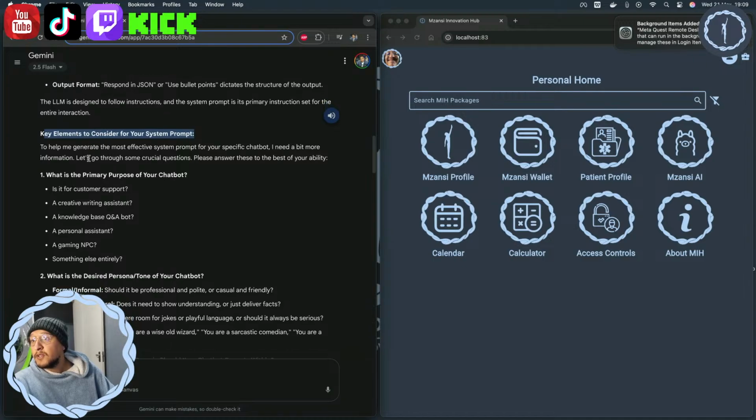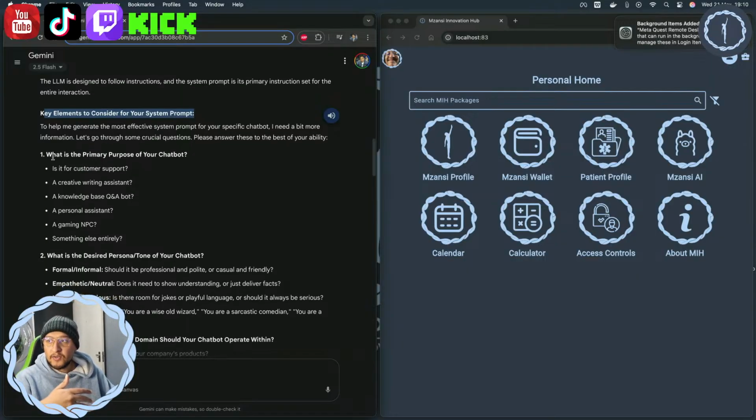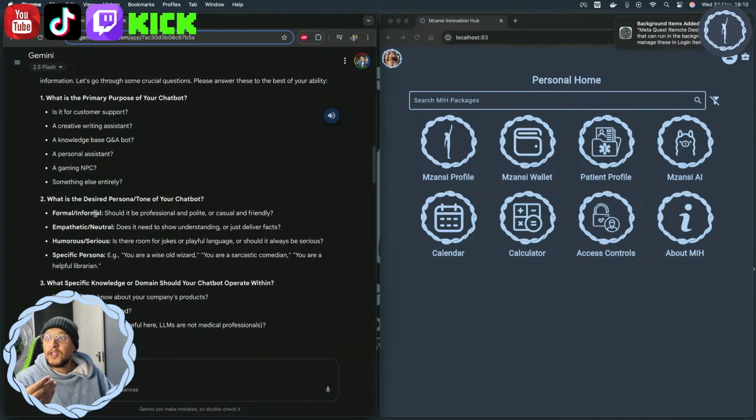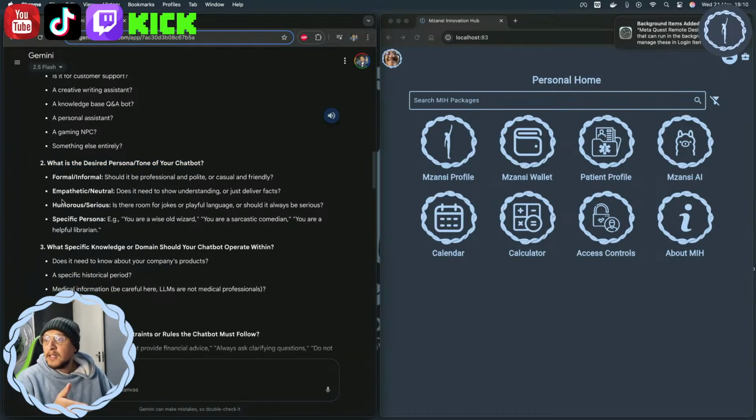So after it gave us the prompt, it had a few questions over here, right? It said, in order to help me generate the prompt, it needs me to answer a few questions like, what is the primary purpose of the chatbot, right? Then it asked, is it for customer support? Is it for creative writing? Is it a knowledge-based Q&A chatbot? And then the next question was, what is the desired persona or tone of your chatbot? So is it formal, informal, empathetic, neutral, humorous, serious, all of those kinds of information, right?